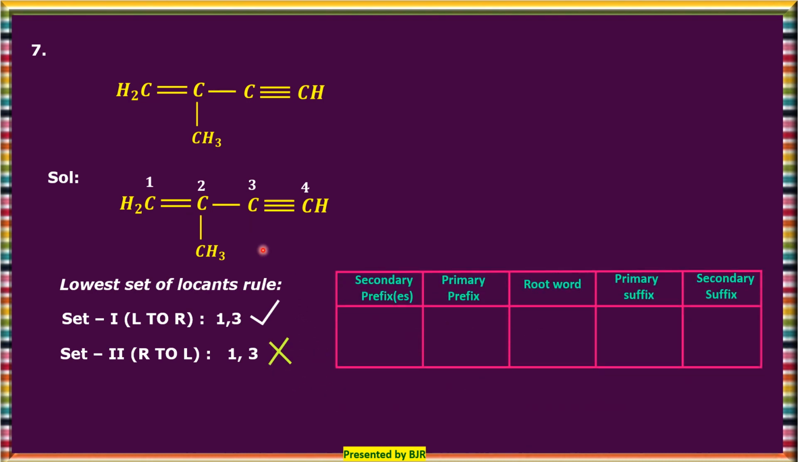And root word, it contains 4 carbon atoms, hence it is but, en, secondary suffix e, and one substituent is attached to the second carbon atom. It is methyl group. Okay, so 2 methyl but 1 en 3 yne. 2 methyl but 1 en 3 yne. Here I have dropped E. Why? Because it is followed by the suffix beginning with Y. Okay.